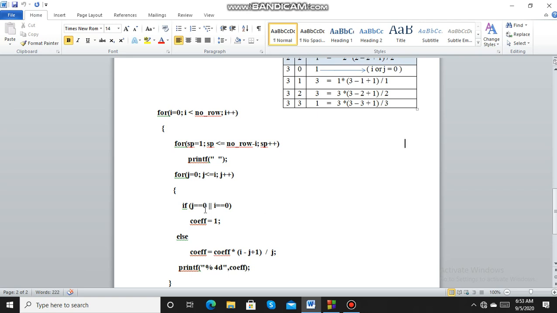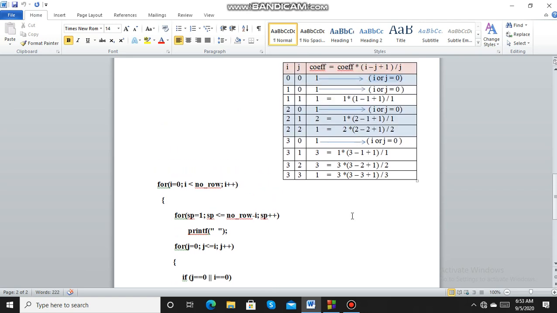So here i is 0 and j is also 0, so the coefficient is 1, and 1 will get printed. That is, i is 0, j is 0, coefficient is 1.